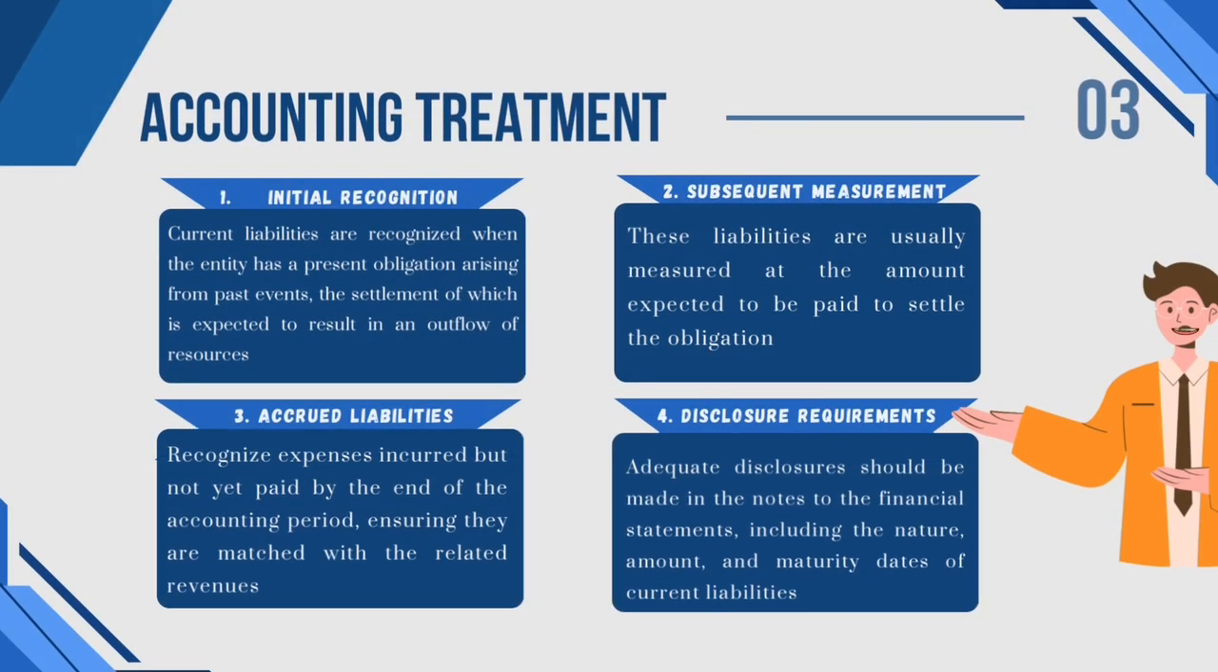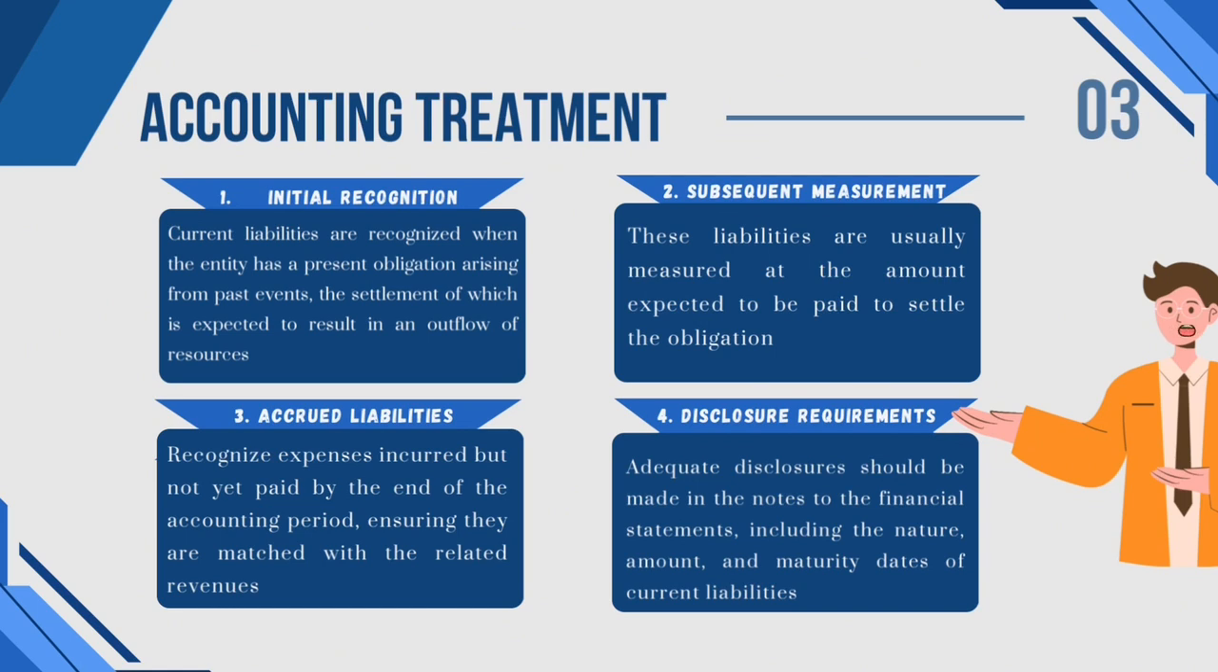I will talk about accounting treatment for current liability. There are 4 steps. The first step is initial recognition. Current liabilities are recognized when the entity has a present obligation arising from past event which usually needs to be settled with an outflow of resources, usually cash.